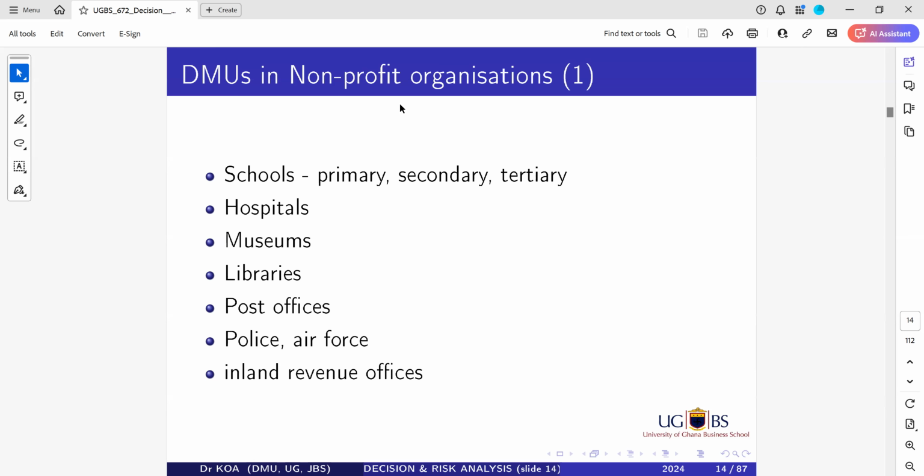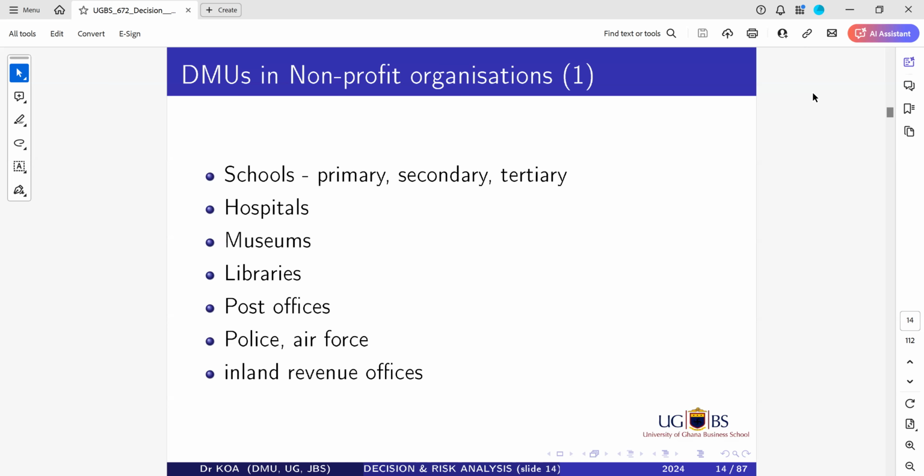Justina, give me one. Doc, a ministry in the country. You mean like the Ministry of Defense? Fine, yeah. Okay. Good. What else? Isaac, give me an example of a decision-making unit. Doc, the finance department of a school. Oh, what is that? The finance department of a school.